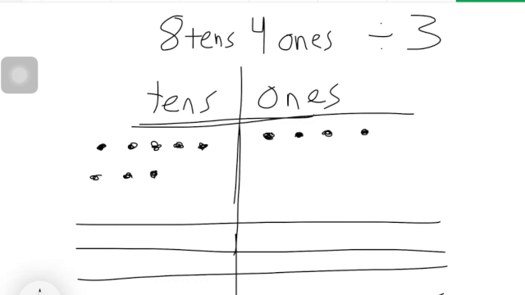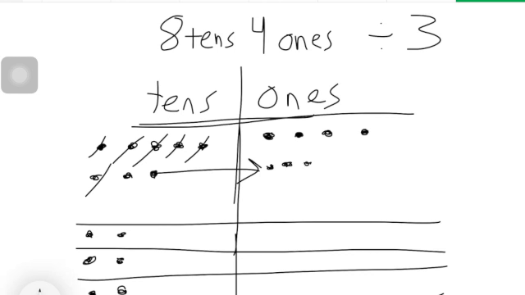All right, so now I need to split up my eight tens three ways. So one, two, three. One, two, three. Four. One, two, three. One, two, three. Oh, I cannot split that up any further. I cannot divide it three ways now. I'm done. But I'm left with two tens. So what do I need to do with those two tens? Well, I need to go bam over here and make ten ones.